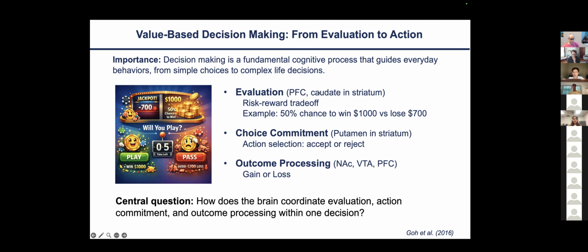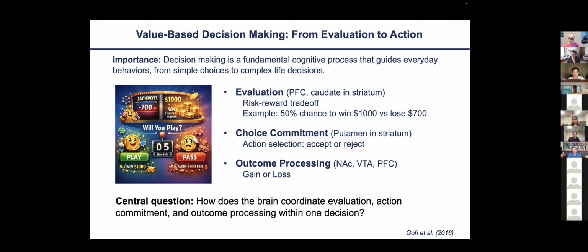After evaluation, we need to make a decision, a choice commitment or action selection. You either accept this gambling task or reject it. This uses some other brain regions. After the action selection, there will be an outcome processing stage. If you accept the task, you will either win or lose the money. But if you reject it, nothing changes. So there will be an outcome.